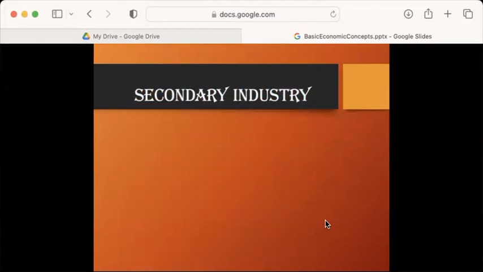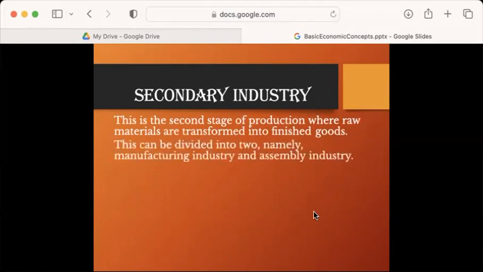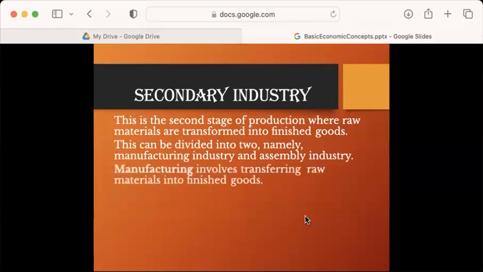Secondary industry is the second stage of production, where the raw materials that were extracted in the primary sector are sent to factories to make finished and partly finished goods. In secondary, there are 2 types of industry. We call it manufacturing and assembly. What's the difference between these two, my dears? In manufacturing industry, the raw materials are completely transformed into finished goods.